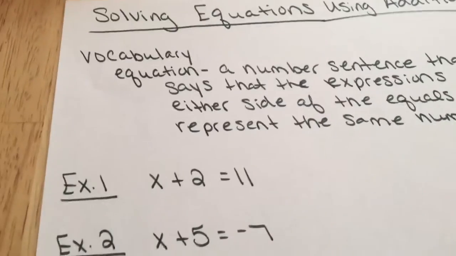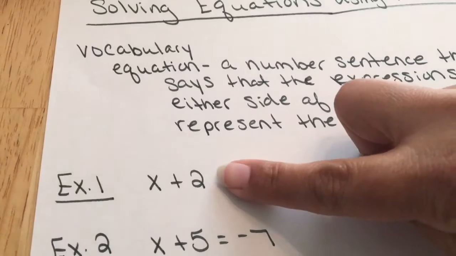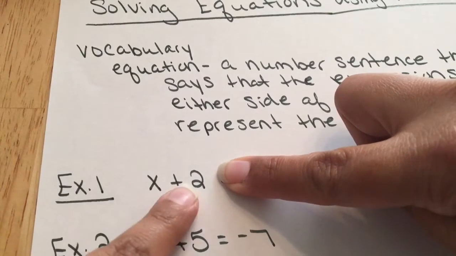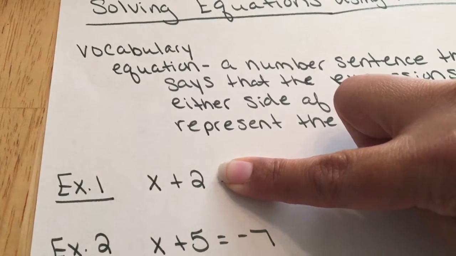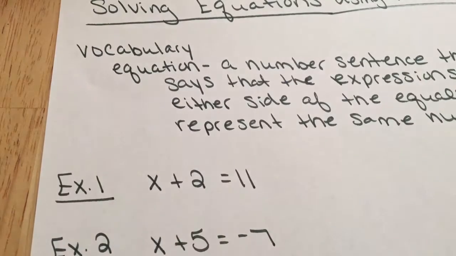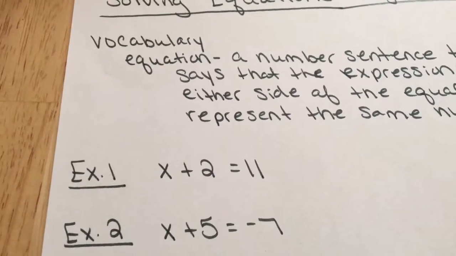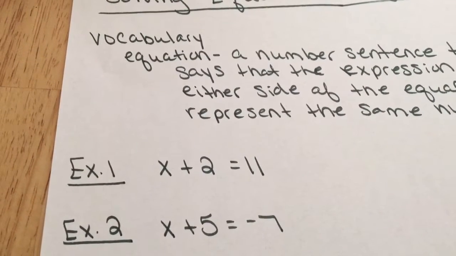If we go ahead and look at example 1, I'm going to cover up this stuff here on the right. x plus 2, that's just an expression. Now that I put equals 11, it's an equation. So that's really the big difference between expression and equation. All right, so let's go ahead and solve.